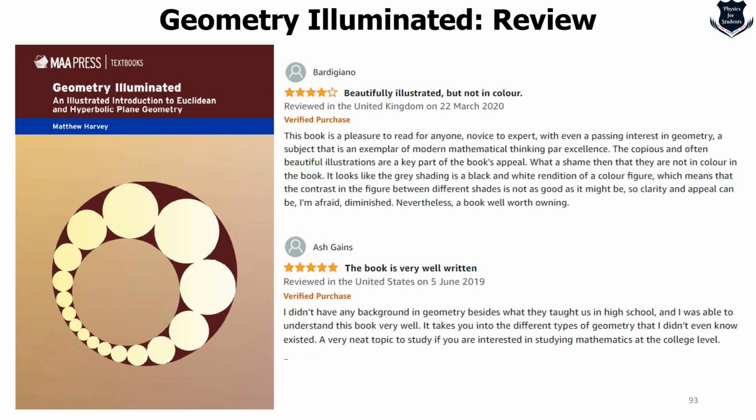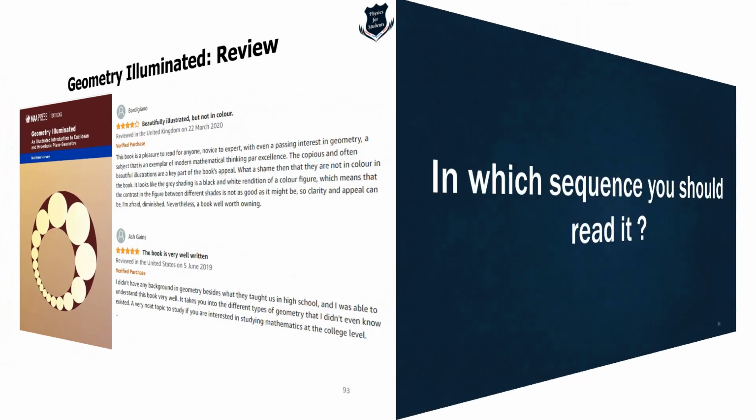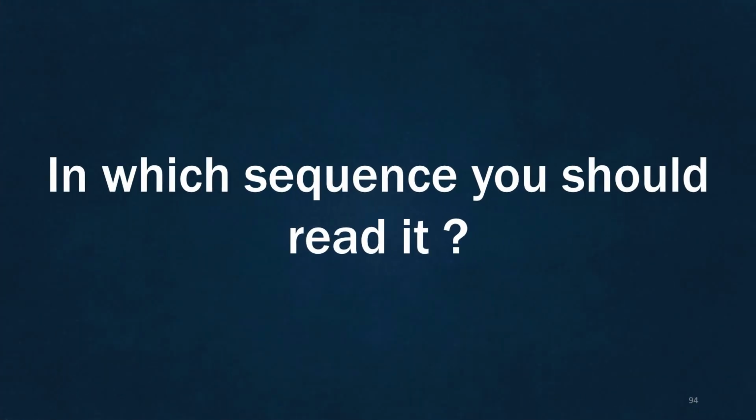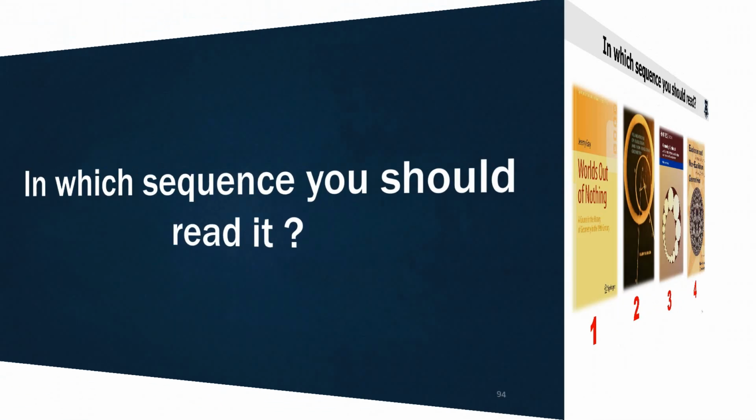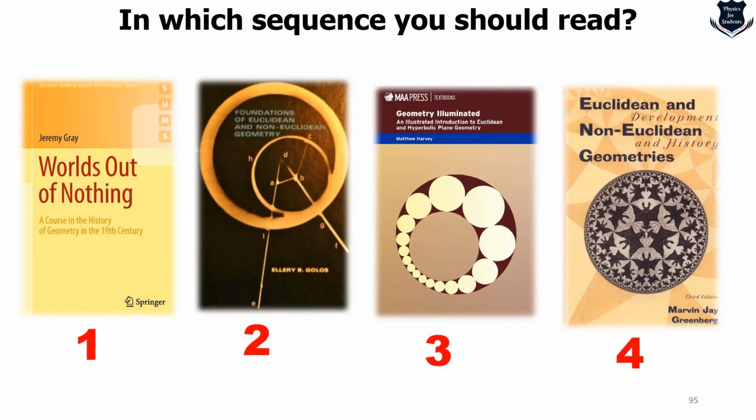Now, in spite of all those things, what remains in our mind is the last question: in which sequence you should read all those books? Because without a sequence, it becomes a problem. It creates confusion. So this is the sequence. First, you should start with a brief history with Professor Jeremy Gray's book. It is an absolute pleasure read, and you can read it when you are at leisure.